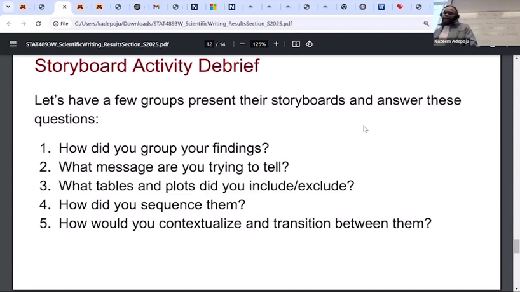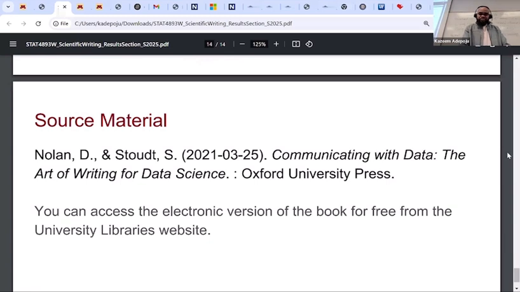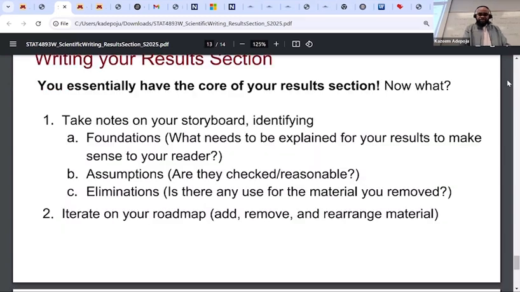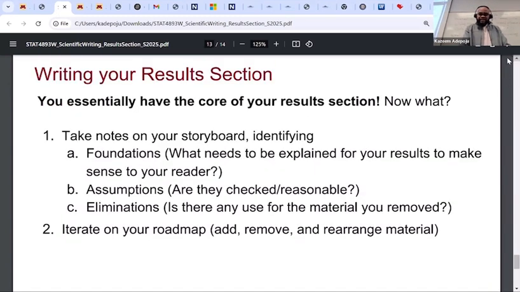So this is about, like I said, telling a story. You should be able to know how to tell a story. Then finally, I said, while writing your results section, you essentially have the core of your results section. Take note on your storyboard, identifying the foundations, assumptions, elimination. And I need you to pay attention to foundation. What needs to be explained for your result to make sense to your reader?